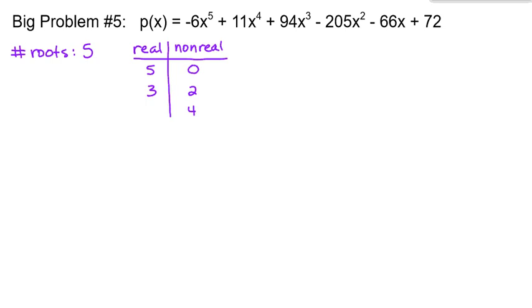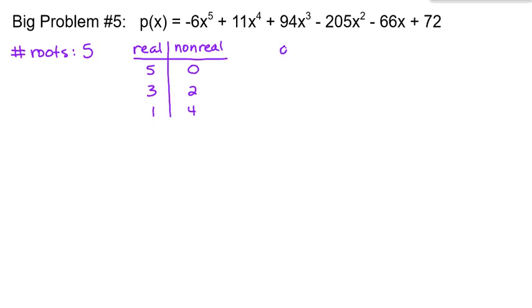Not that we're going to do a problem like that, but in theory, they come in pairs. So all these even numbers, 0, 2, or 4. And if there are 4 non-real roots, then that means there would be 1 real root. So those are all the possibilities, and we don't know what it's going to be for this problem yet.